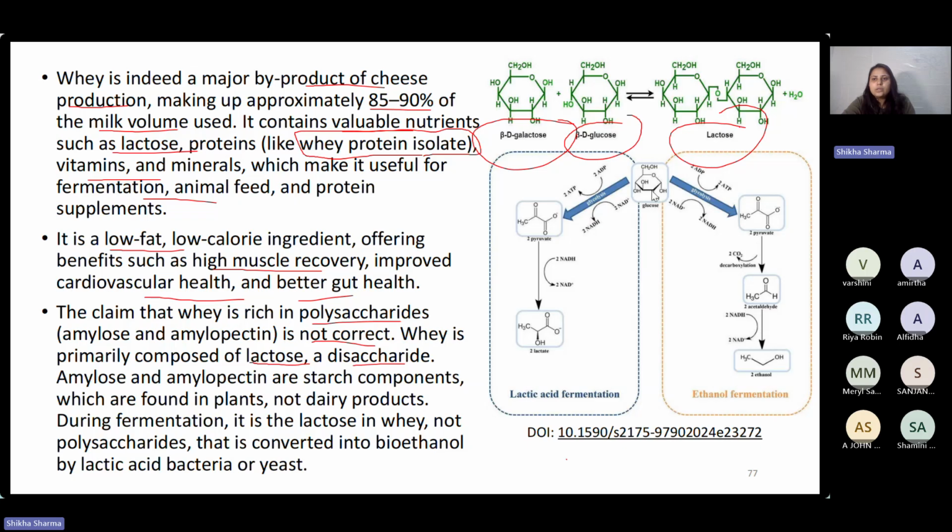During fermentation, this lactose, and with it glucose, is going to be fermented and converted into bioethanol by lactic acid bacteria or yeast. This is the route it will follow: glucose is converted into pyruvate, then acetaldehyde, then ethanol. So ethanol fermentation is there.